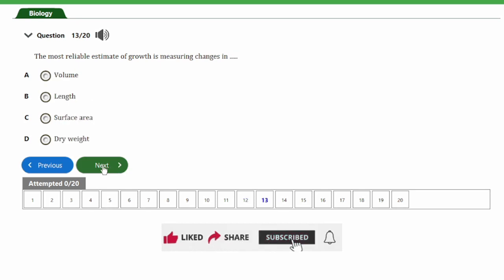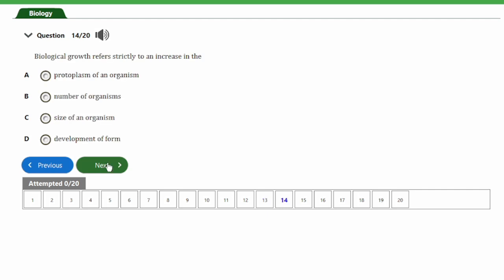So let's look at the next question, and that's question number 13. It says, the most reliable estimate of growth is measuring changes in A, volume, B, length, C, surface area, and D, dry weight. So guys, I know you've already guessed rightly the answer to this question, and that's option D, dry weight. So let's look at the next question, guys, and that's question number 14.